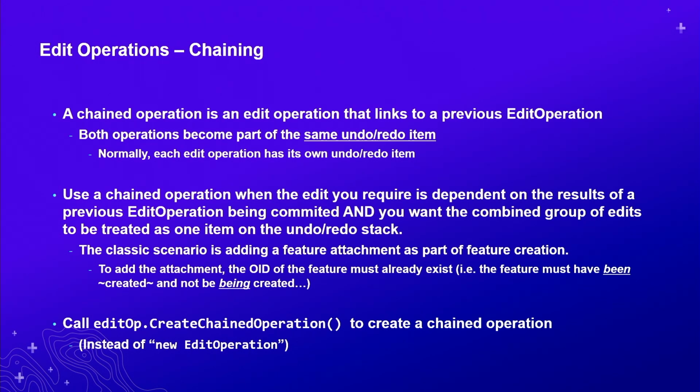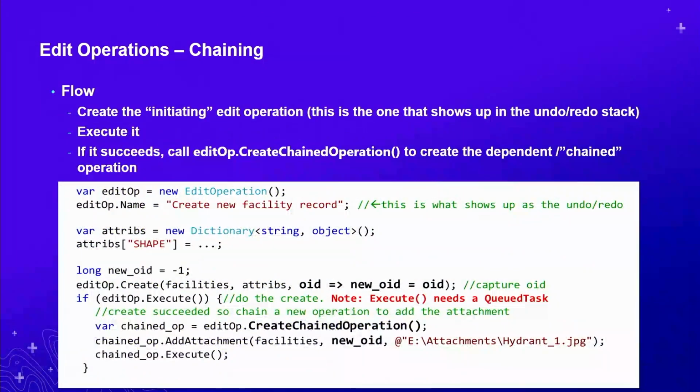Syntax to create one's pretty easy. You just take the existing edit operation reference that you have and use the method create chained operation. And then you can just use the regular edit operation methods that you've been through. An example of that is that add attachment case where you can see at the top here I've created an operation, I do the create facilities there.